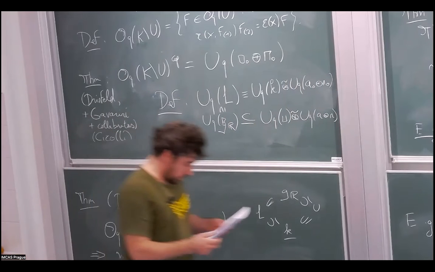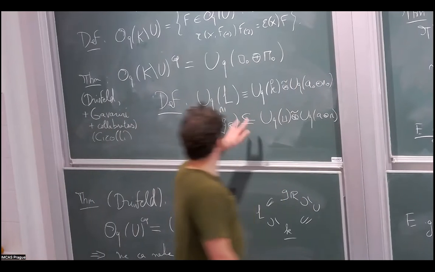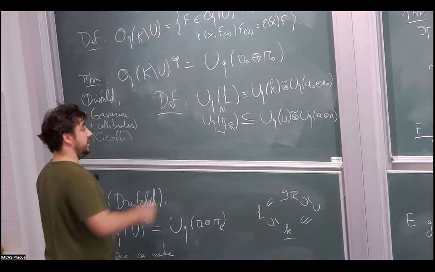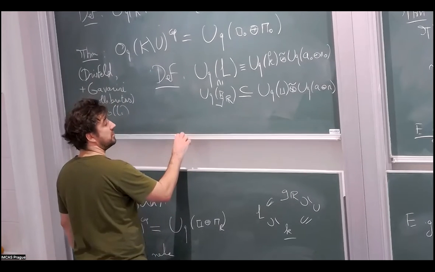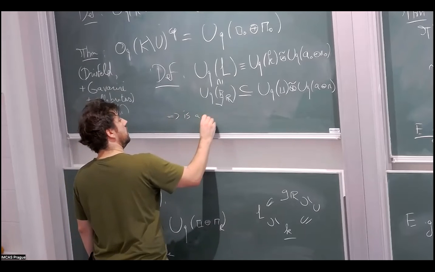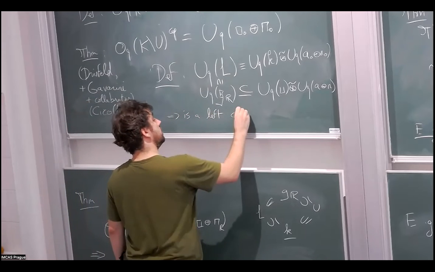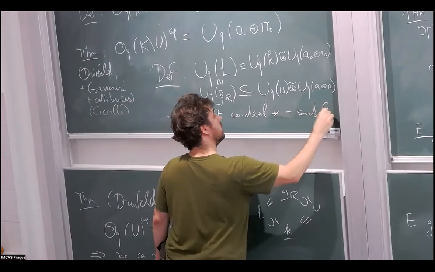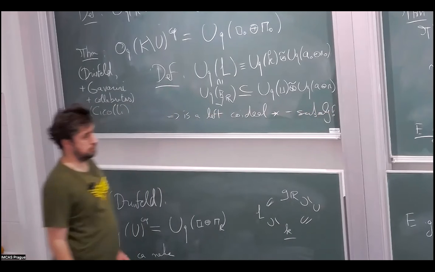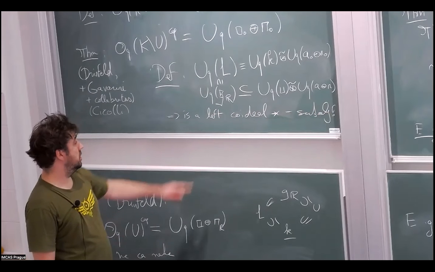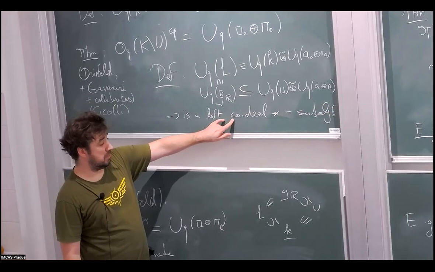Right. So now I know this is a star subalgebra of this one, and it will again be a left co-ideal star subalgebra. So now we know why it's problematic.